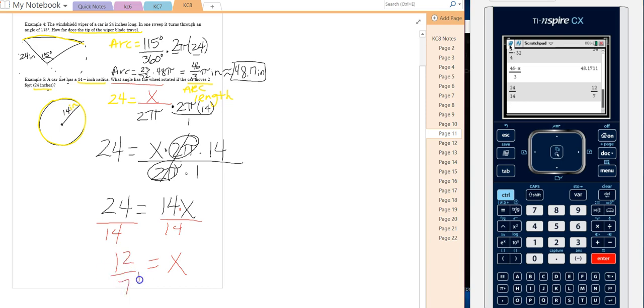Now, this was in inches. And if it doesn't tell you to approximate or to round, what you can do is change this into a decimal, which is about 1.71 inches. So about 1.7 inches.